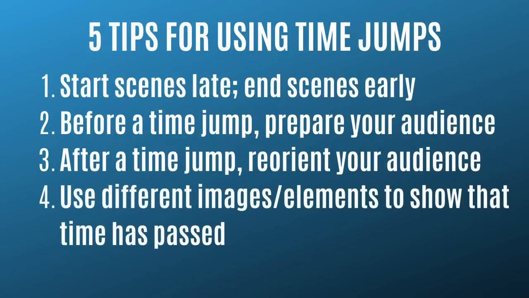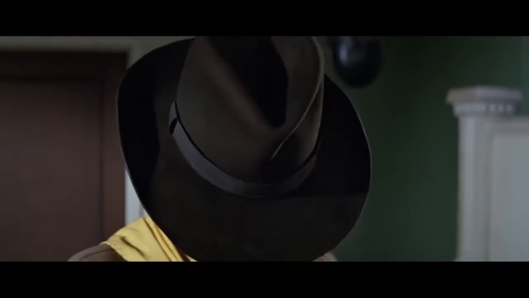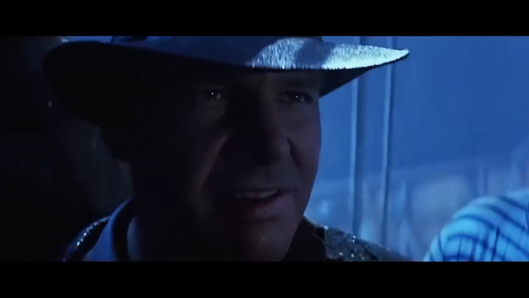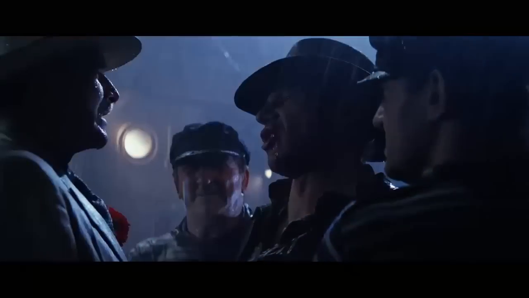Use different images or story elements to show that time has passed. In the Last Crusade example, the scene with young Indy ends with him receiving his iconic hat. Then we time jump and we see the hat on a much older Indy. Now the hat hasn't changed, but the guy underneath it has aged 2 decades, and that signals a time jump.